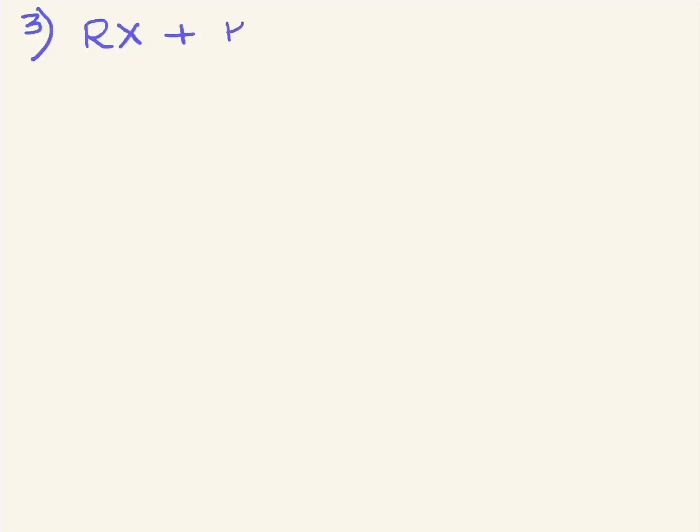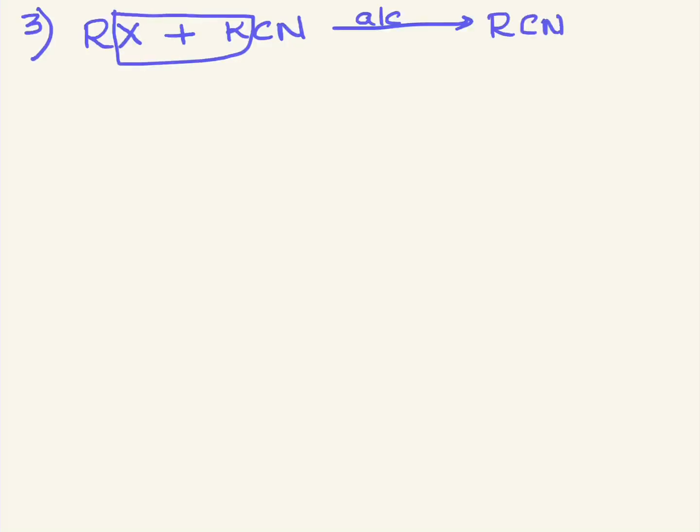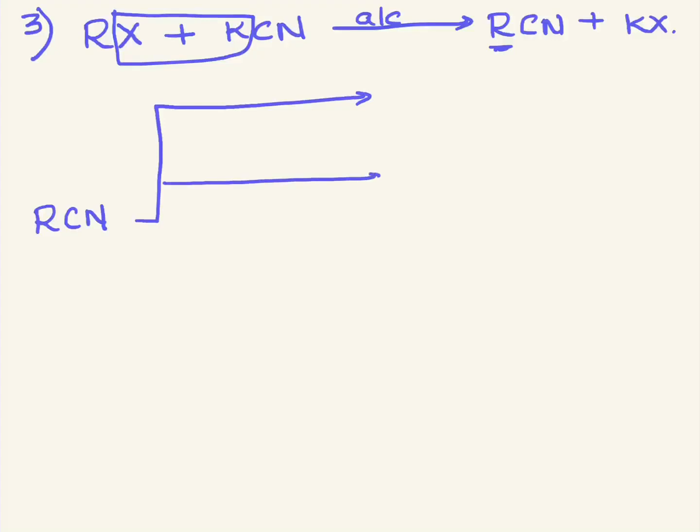Alkyl halide plus KCN, again in an alcoholic solution because it serves as a solvent, and we have RCN plus KX, right? Now this RCN is very, very useful for us. You know why? Because it leads us to a number of other compounds.